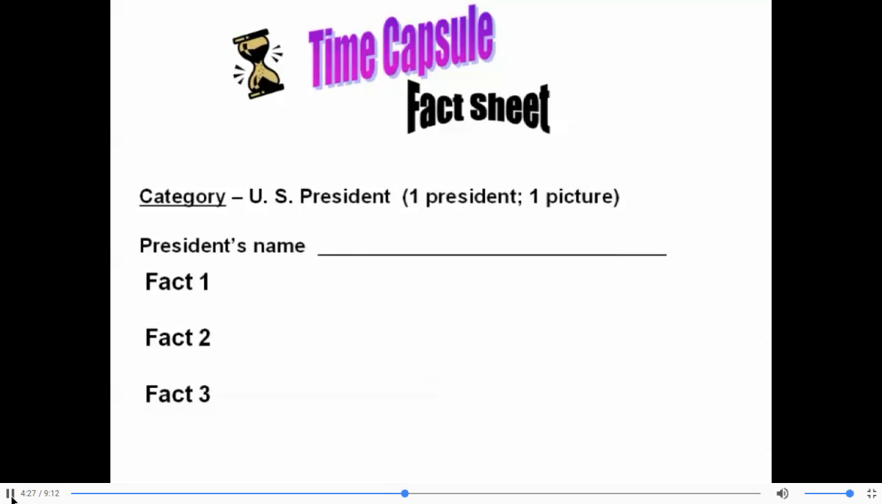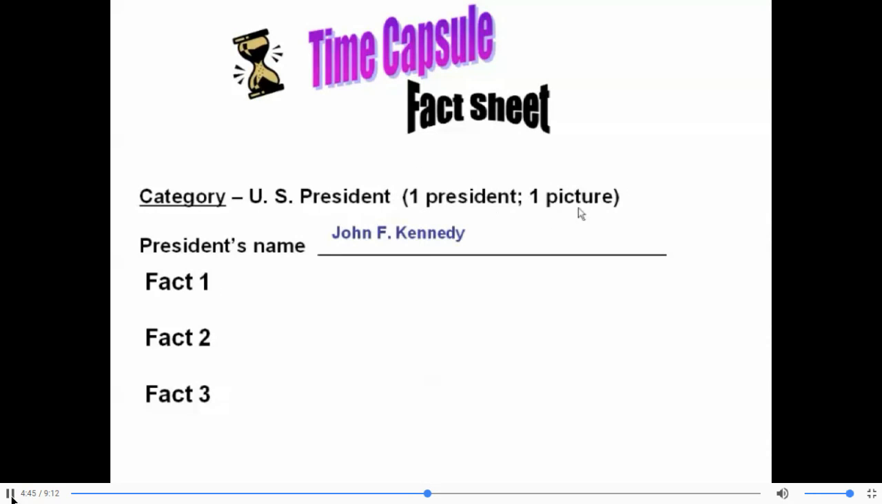One of the presidents that served during the 1960s was John F. Kennedy. So I'm going to write his name down, and I only need to choose one president and find one picture along with my three facts. So it's very important to pay close attention to this section right here.